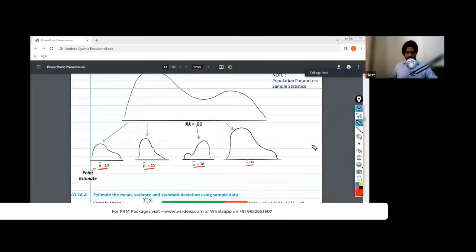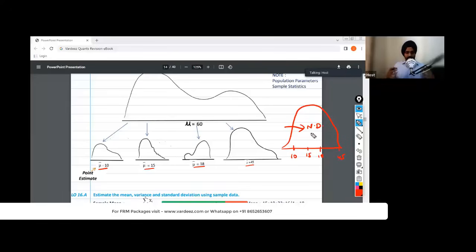Now, if I draw a distribution of these sample means, let's say the 10 is here, 15 is here, then 18 is here, and then 45 is, let's say, on this scale. And if I draw a distribution, it's going to look like a normal distribution. That is what the central limit theorem tells us.